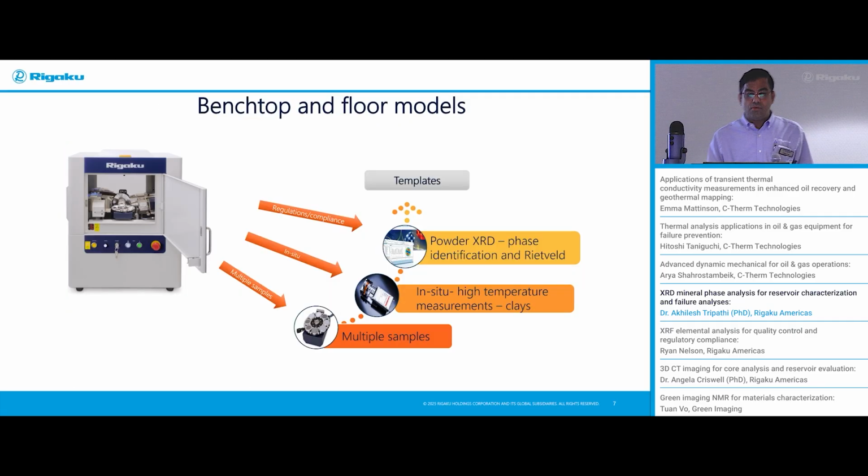For that, we need an instrument. The instrument could be a benchtop instrument, such as the Miniflex shown here. Using an instrument like the Miniflex, you can also follow regulation. You can identify powder phases and do a Rietveld analysis, which is a quantitative technique. You could also do in situ high temperature measurement, such as for clays, to see their behavior upon treating them. Some of them will collapse when you heat them, or you can do multiple samples.